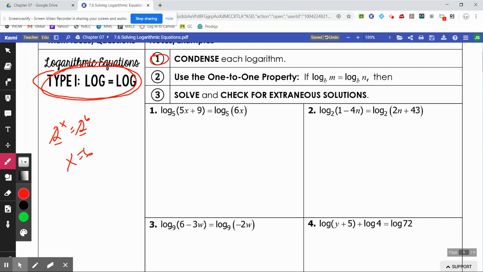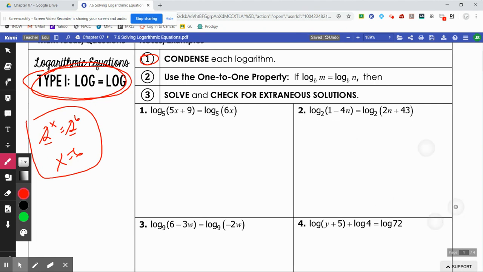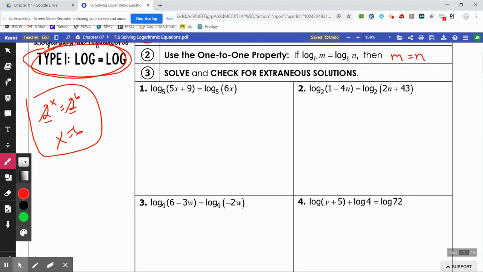Then you're going to use this one-to-one property, which we just talked about. If log base b of m equals log base b of n, then we know that we can just drop the logarithms, and we know that m is equal to n. And then we're going to solve and check for extraneous solutions. Reminder, you can't take the logs of negatives and that sort of thing.